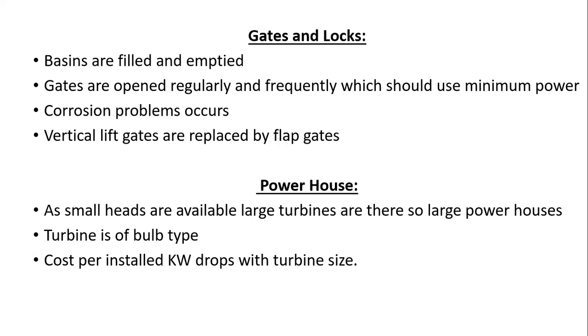Next, coming to the powerhouse, because only small heads are available, we are using large size turbines. So for small head availability, we have to use large turbines, and as we are using large turbines, we have to use large powerhouse structures. Both the French and Soviet operating plants use bulb type turbines. Instead of propeller type with reversible blades, these bulb type turbines have a horizontal shaft coupled to a single generator. The cost per installed kilowatt drops with turbine size, so it should be carefully chosen. Perhaps large turbines must be installed in the future for major tidal power plants.